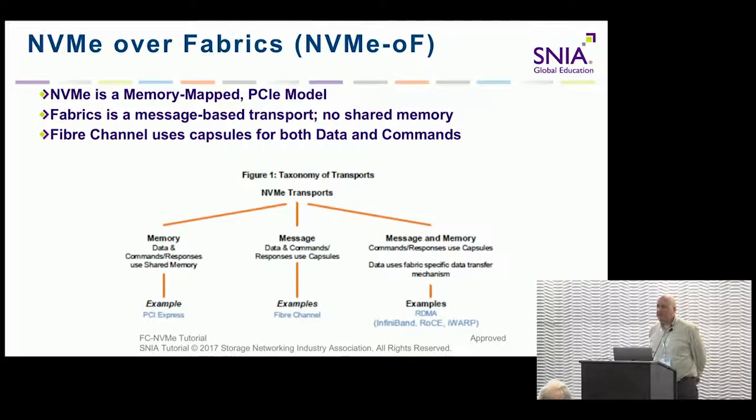So if you look at a taxonomy of the transport, NVMe itself was defined as a memory-based model. Now, of course, even in RDMA, you can't use memory-based models in a fabric because the data still has to be moved over the fabric. So fabrics evolve into a message-based model. And Fibre Channel maps the NVMe data, of course, onto Fibre Channel frames.